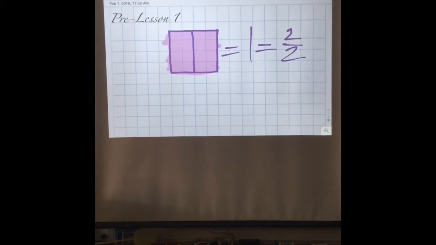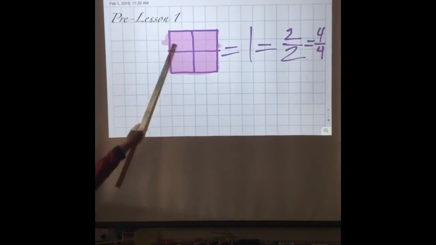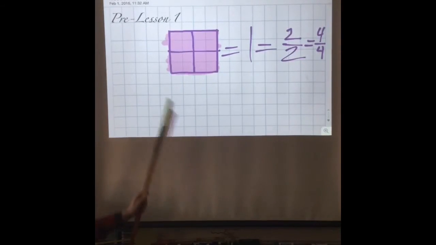Okay, what about this? I'm going to change it slightly. I'm going to draw another line. Now what do I have? 4. I have 4. So what's my bottom number? 4. And what's my top number? 4. Yeah, because I got all 4 pieces, don't I? I've got 1, 2, 3, 4. Right? So far, so good? No troubles? All right.